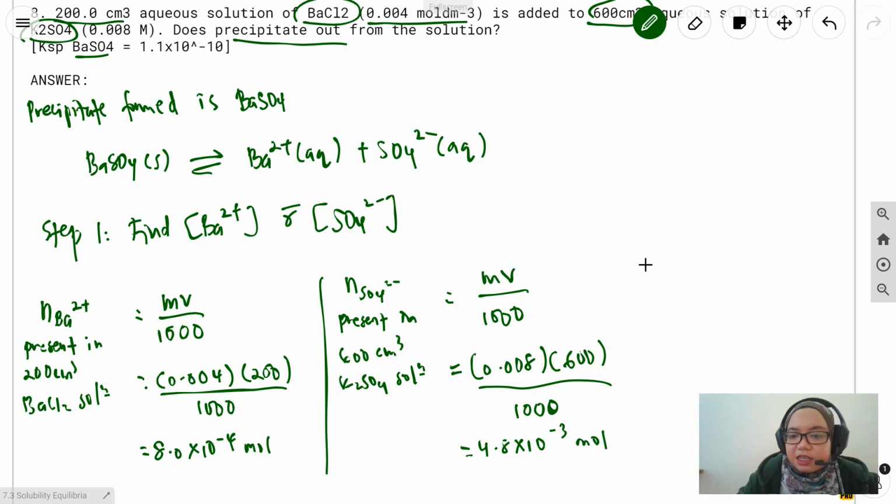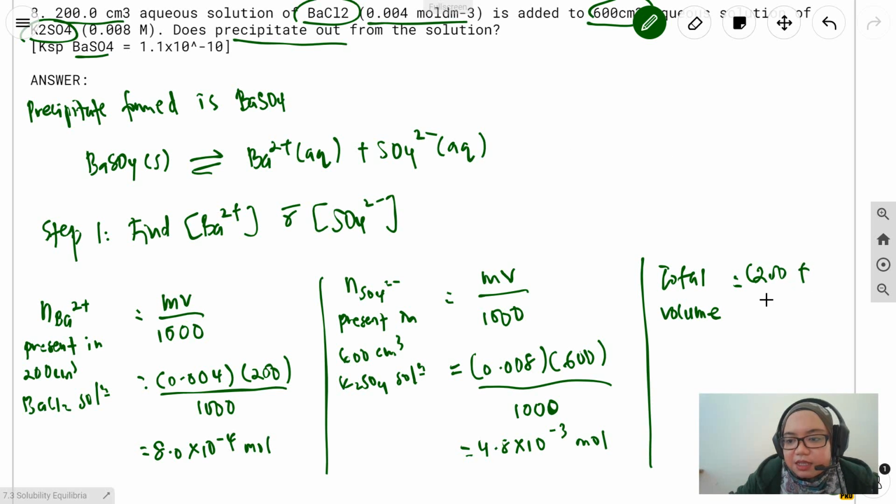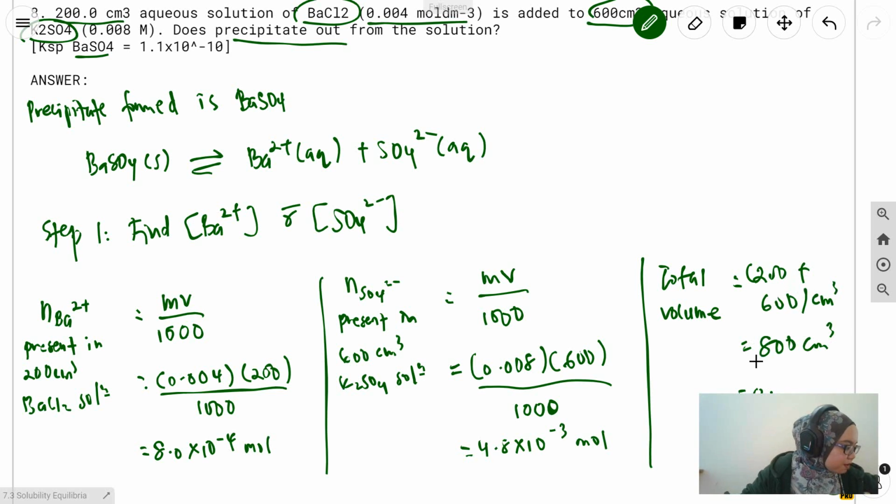Okay, sekarang ni you kena cari total volume. Okay, total volume yang baru lepas you mix together, you akan dapat 200 plus 600 cm3, betul? So you will get 800 cm3. You kena tukar dalam liter atau decimeter cube, you akan dapat 0.8 decimeter cube or 0.8 liter.